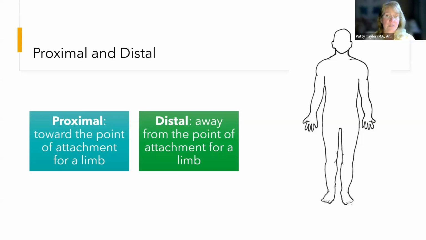Let's flip it. Let's do another example. The ankle is inferior to the knee. That means it's lower on the body or further from the head than the knee. Let's now insert the word distal. The ankle is distal to the knee. That means the ankle is further from the point of attachment of your leg to your body than is your knee.